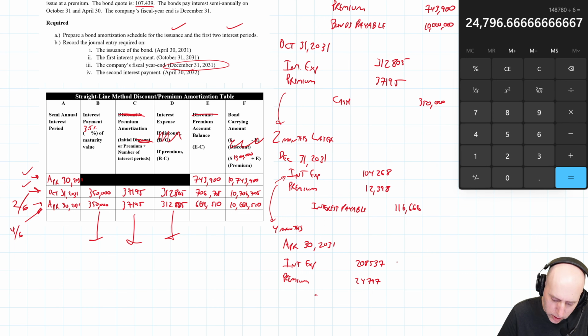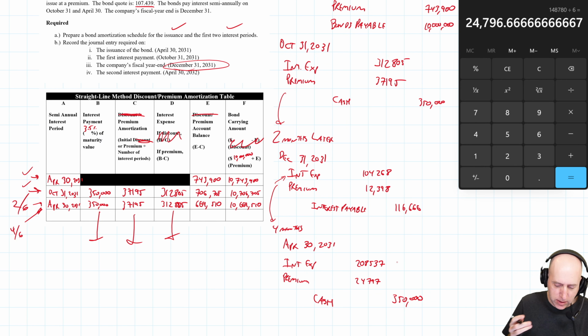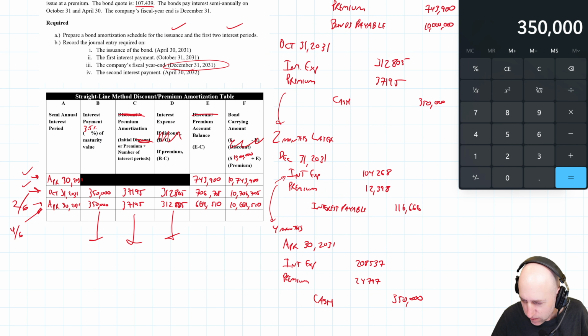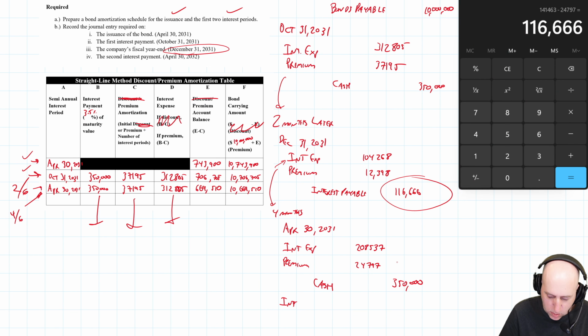We're going to credit cash, and we credit cash for the full amount because they don't know our fiscal year and they don't care. They just know they get a check for $350 every 6 months. So we've got to deliver that check for $350 every 6 months. And then we look at this and we go, it doesn't balance. $350 on the credits, $208,537 and $24,797 on the debits. So I just subtracted them and look at that, $116,666. What is that? That's my interest payable, and that's the missing debit to make this thing balance. Debit interest payable, 116,666. Now, if you had done 667, you'd be off by $1. No big deal. We've solved it though.